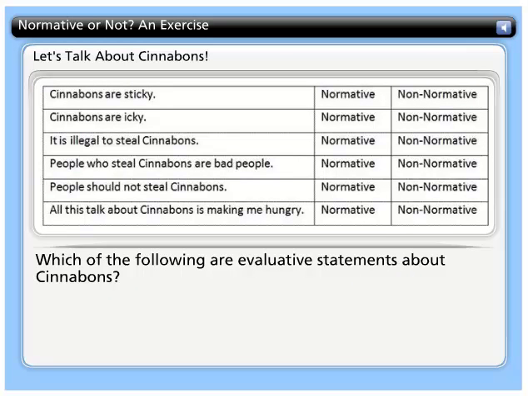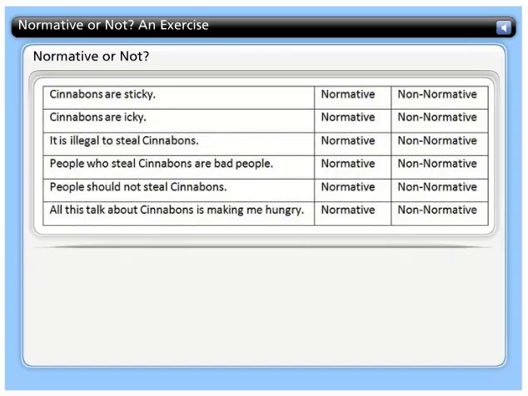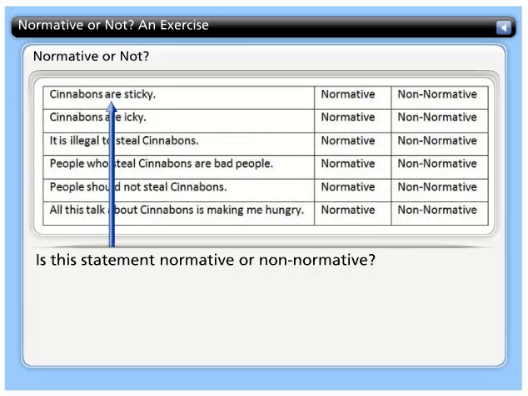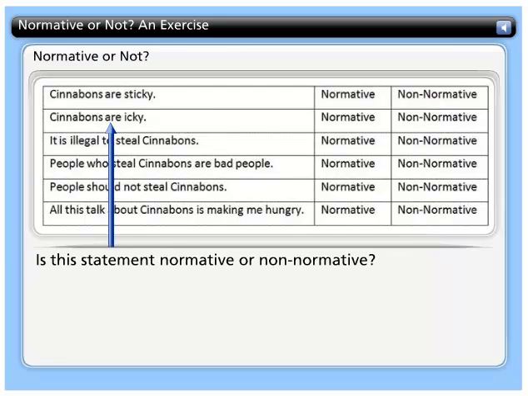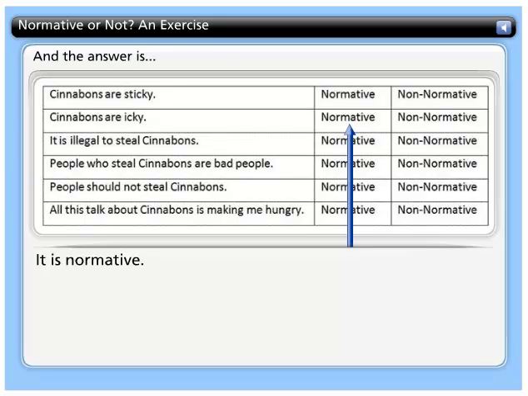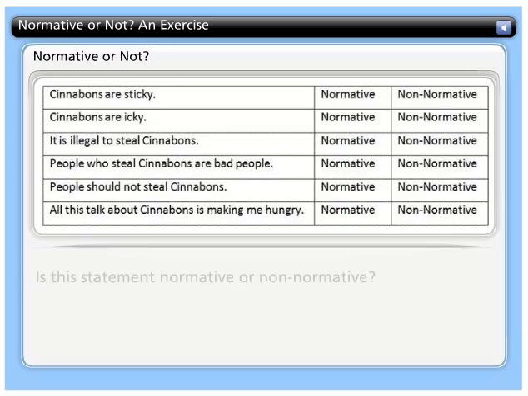Let's talk about Cinnabons. Let's look at each of these claims in turn. Cinnabons are sticky. Is this a normative or a non-normative claim? It's non-normative. It is simply a statement about the viscosity of Cinnabon icing. But what about: Cinnabons are icky? This is a normative claim. It involves an evaluation of Cinnabons. It says something negative about them.